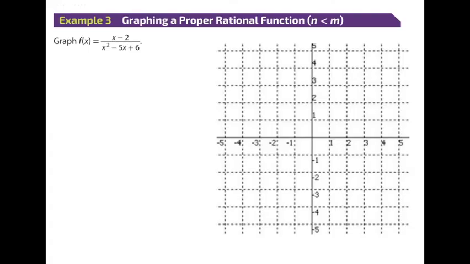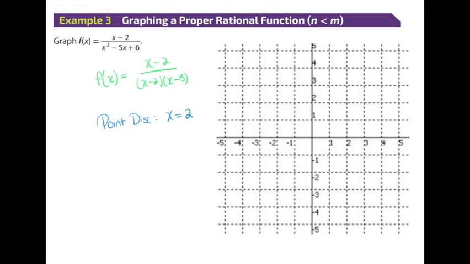So for my vertical and my holes, I am going to use my factoring method. I have x minus 2 on top. On the bottom, I have x minus 2, x minus 3. So my 2 here is going to cancel. So that is a point discontinuity, right? That is a hole. So I have a point discontinuity at x equals 2.